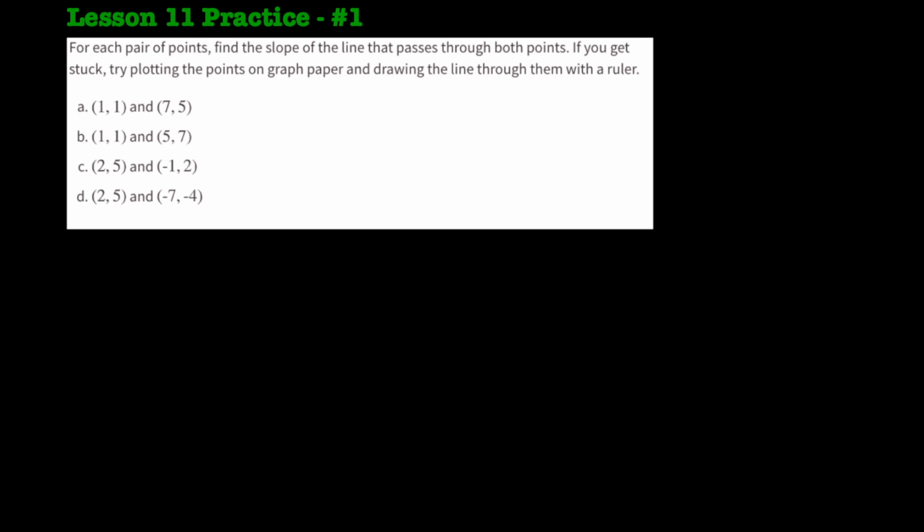In this video, we're going to be working on that lesson 11 and lesson 12 practice, but we're going to be taking it one at a time. So for number one, it says for each pair of points, find the slope of the line that passes through both points. And then next to it on your page, I have a little graph for you if you need to use that to plot the points and kind of see where they're at.